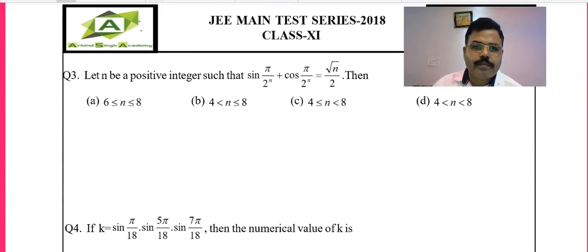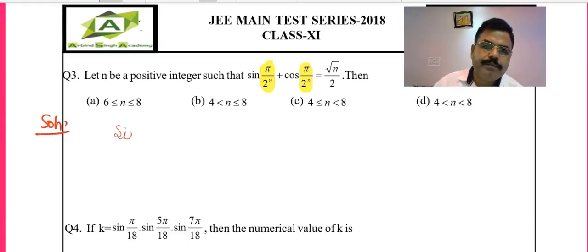Next question here is a solution of this question. Let me write here. This is sin, say this is x. If I say or assume this like theta, then sin theta and cos theta. What is the maximum value of sin theta and cos theta? Sin theta plus cos theta lies between minus root 2 to plus root 2.